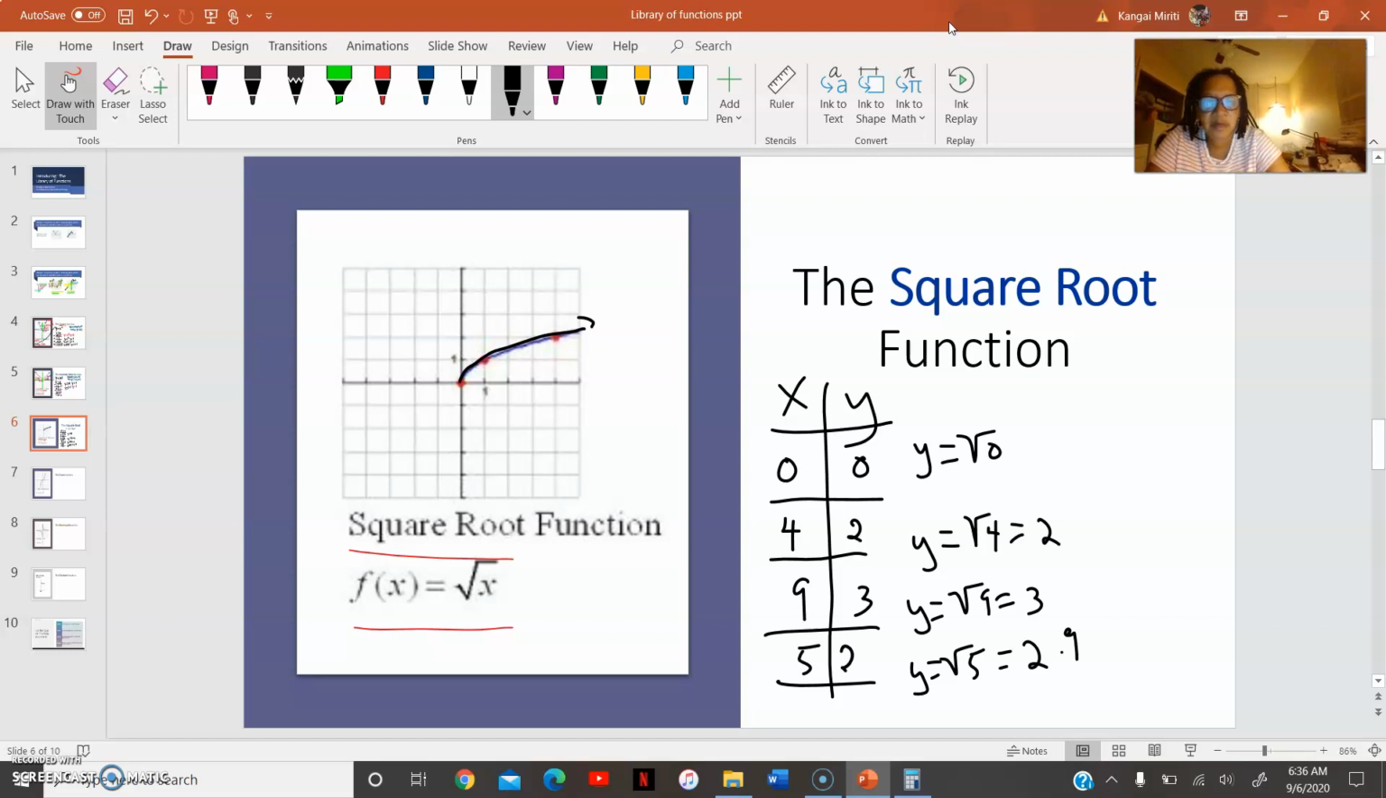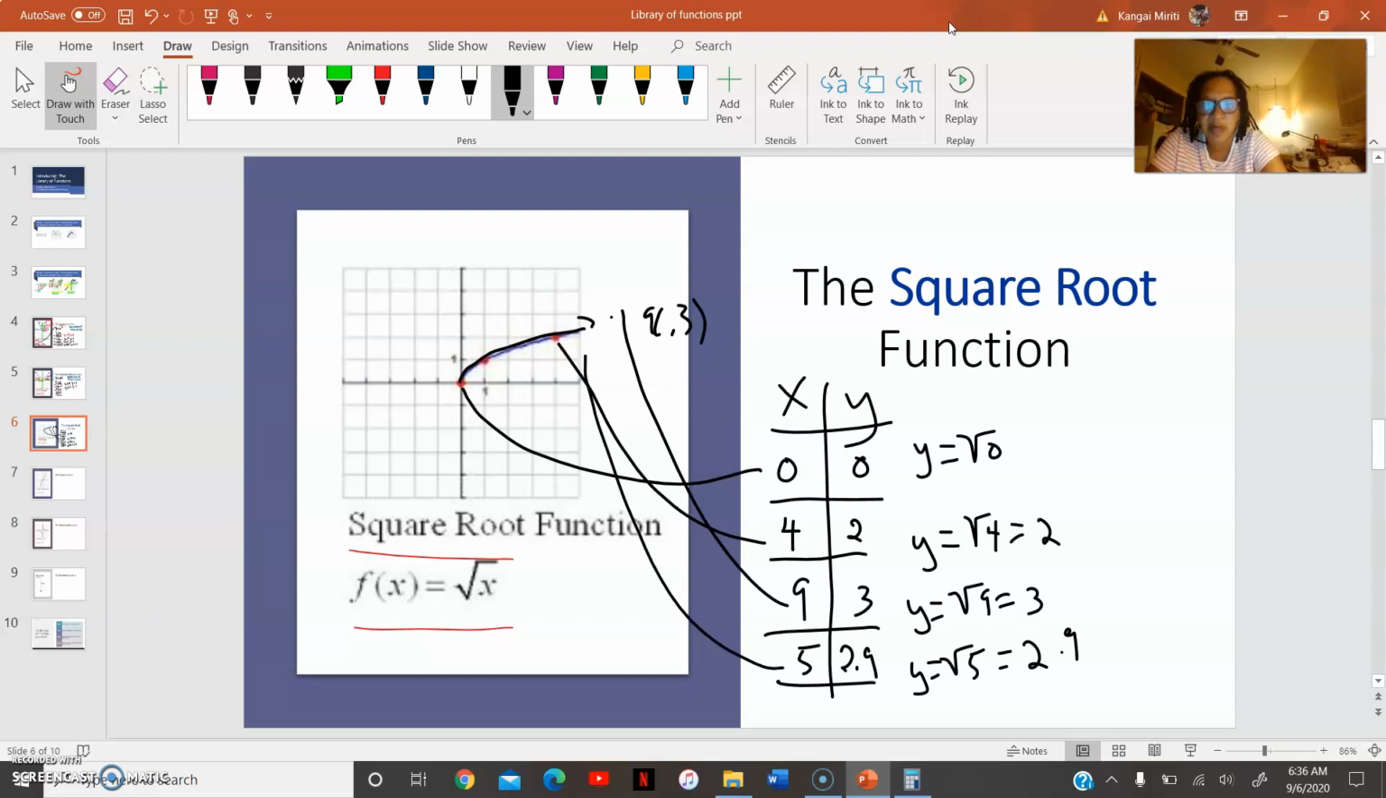So what does that mean? All of these points are somewhere on this graph. Where's that 0, 0 right there? Where's 4, 2 right there? Where's 9, 3? It'd be out here somewhere. Where's this point, 5 point something? It'd be right in here somewhere. All of these are points on the graph.